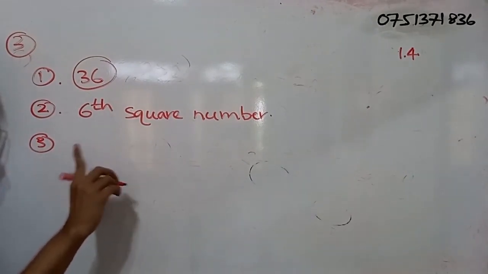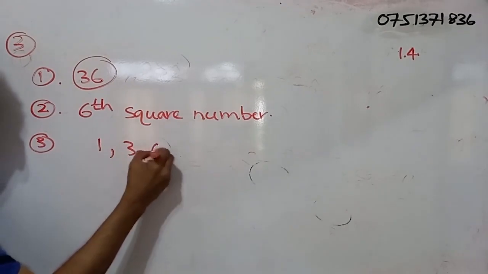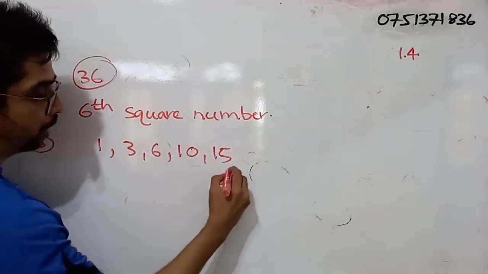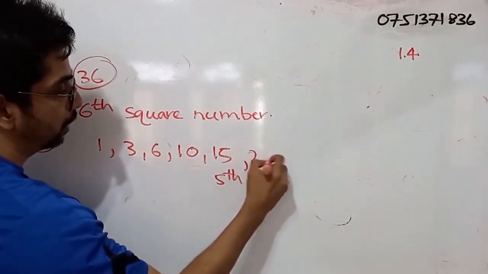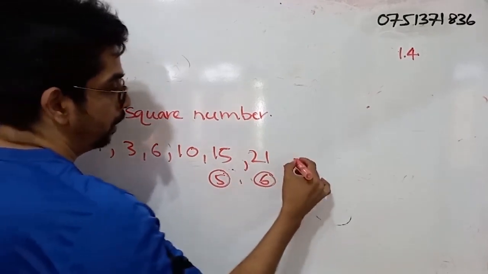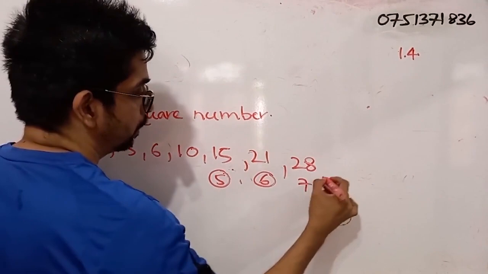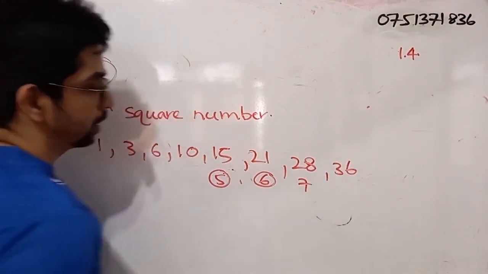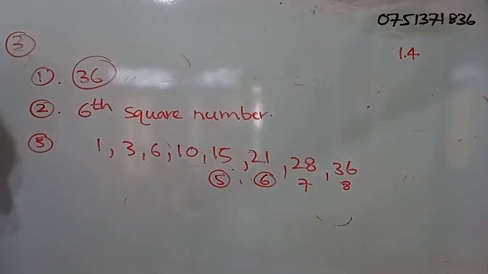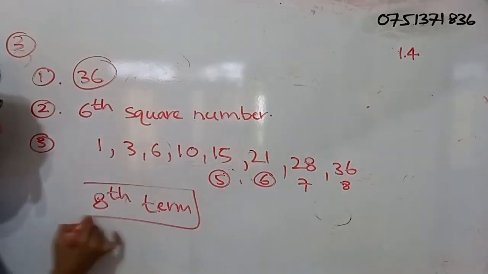If you write the triangular numbers starting from 1 in ascending order, 1, 3, 6, 10, 15. So this is the 5th term. Right. Then after that 21. So that's the 6th term, the 6th triangular number. Then 28. This is the 7th. Then 36. So the 8th term. So when you talk about triangular numbers, that is the 8th term.